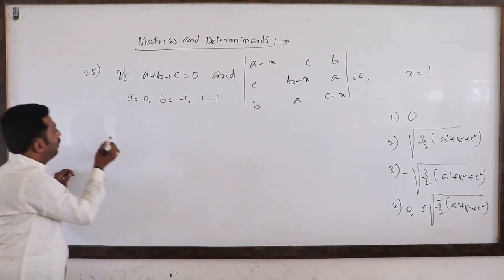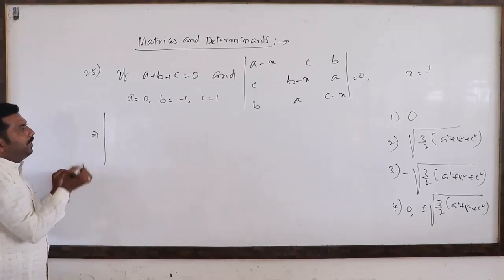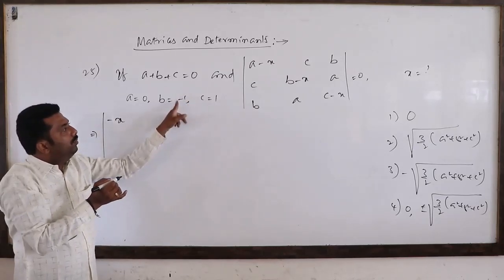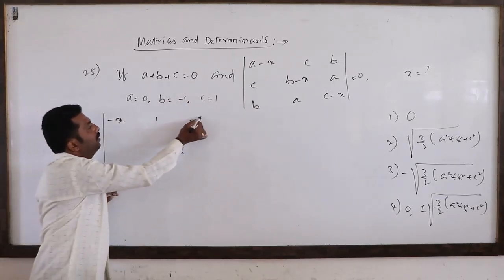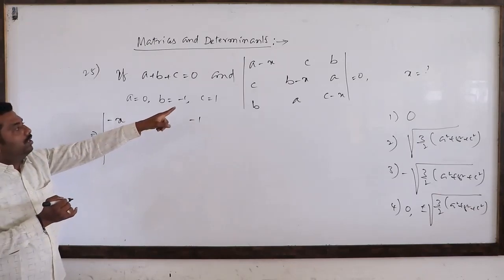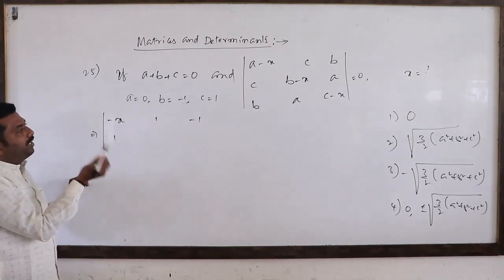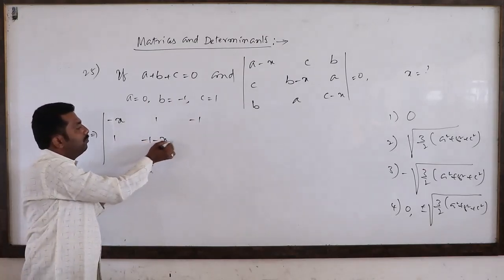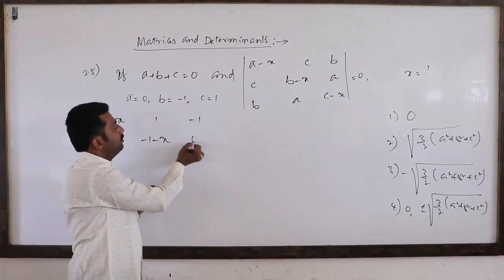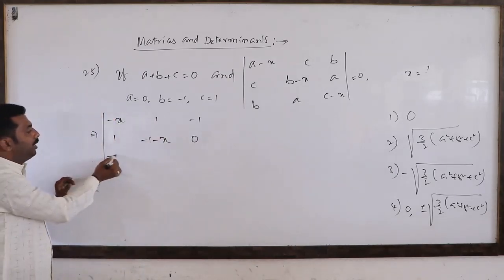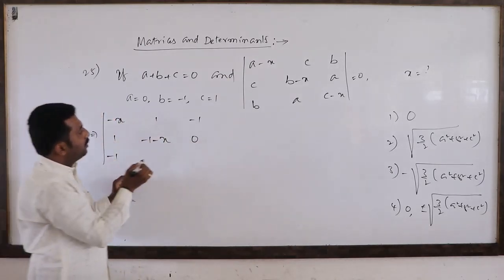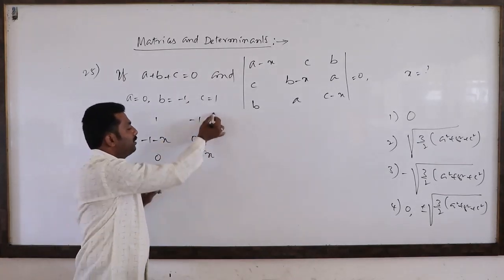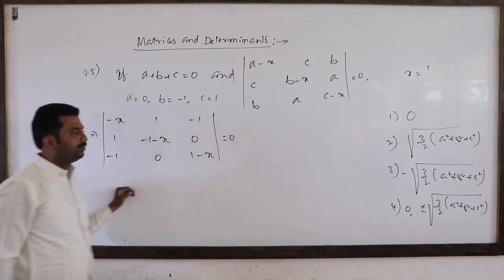So if I substitute there, what happens? See, A means 0, so minus x. C means 1, B means minus 1. Second row, C means 1, B minus x, B means minus 1, so minus 1 minus x. A means 0, B means minus 1, A means 0. So C minus x is nothing but 1 minus x, equals 0.